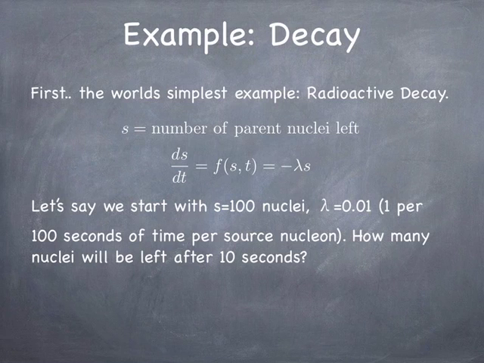So another way to think of that is that there's 1 decay per second per 100 nuclei, or 1 decay per 100 seconds per nucleon.